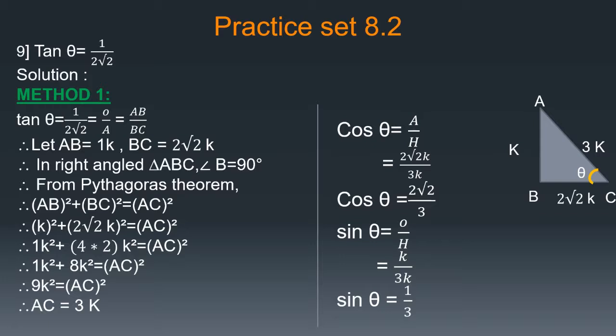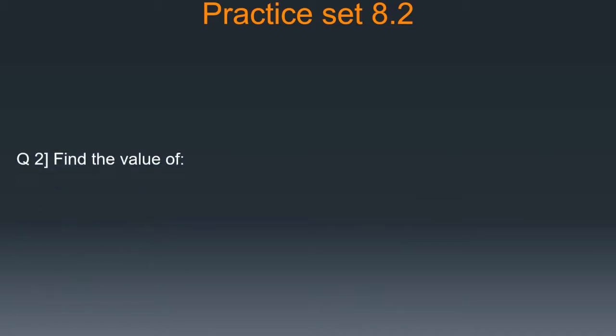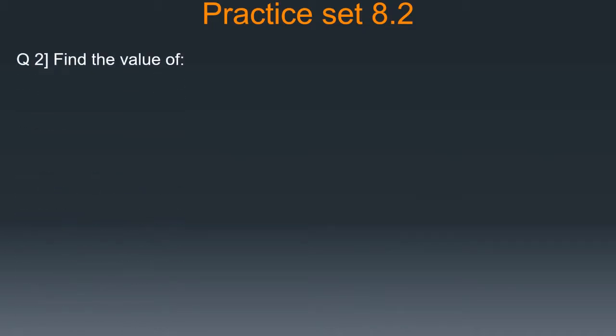So these are the sums of tan theta, when they ask you to find the remaining two ratios when they have given you the ratio of one. Now let us do the next question. That is question number 2.